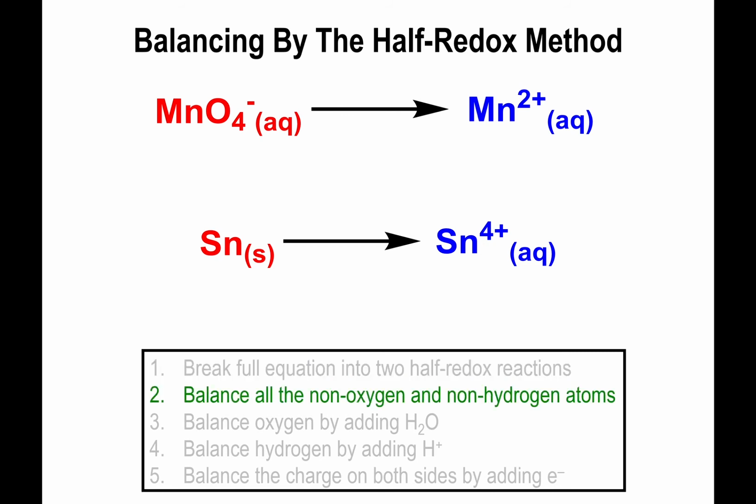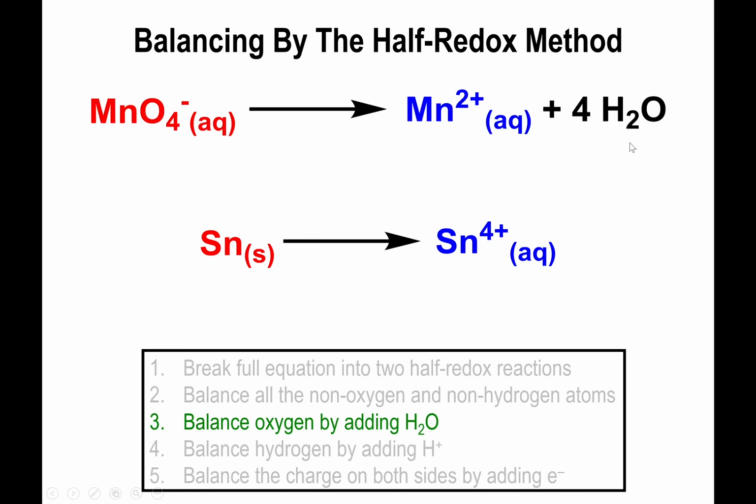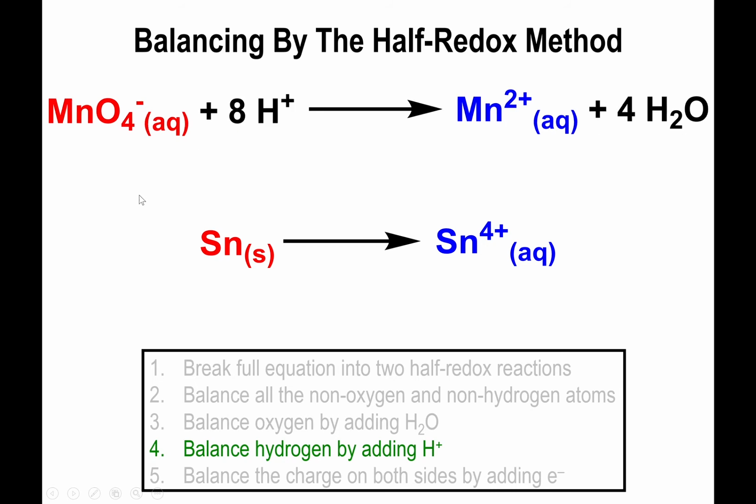So what we go ahead and do is balance the oxygens. So we have 4 oxygens on the left side. We need to add 4 oxygens on the right side of the equation. And we do that by adding 4 waters. The second equation doesn't have any oxygen, so there's nothing to be balanced there. So then we move on to hydrogens. We have 8 hydrogens on the right side. We need 8 hydrogens on the left side. That will be in the form of H+. And okay, tin, we're basically done with. There's nothing to be balanced there.